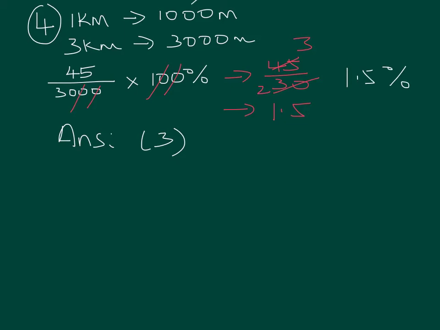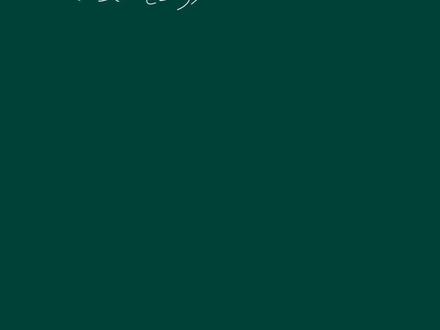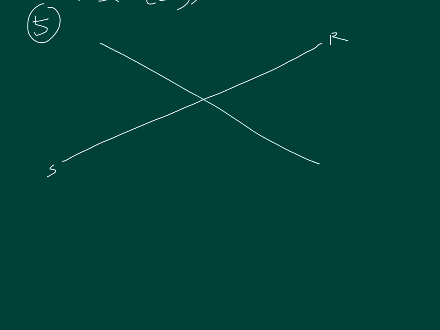Now we move on to question 5. In the figure not drawn to scale, PQ, RS are straight lines. Find angle POT. Okay, let's draw the figure out first. So this is S, this is R, this is P, and this is Q, and this is T. We have 49 degrees here and 88 degrees here.